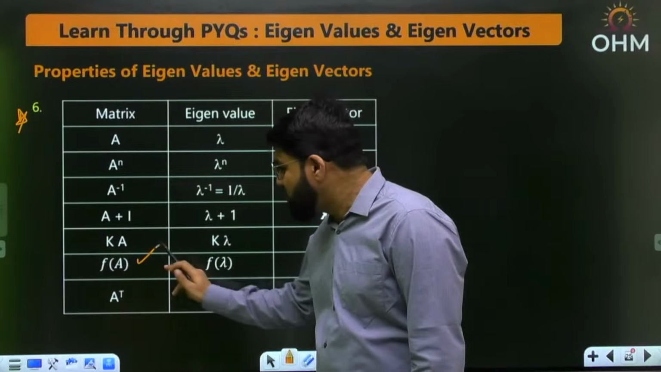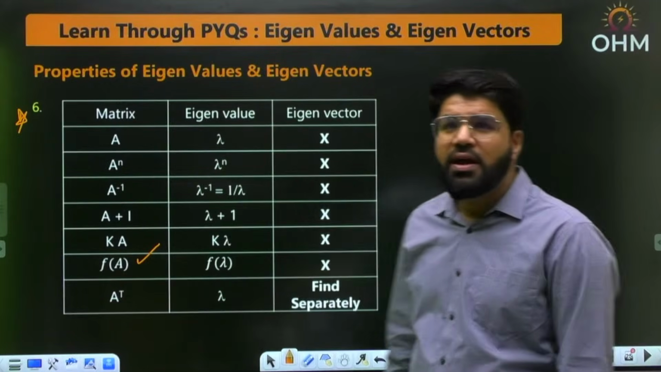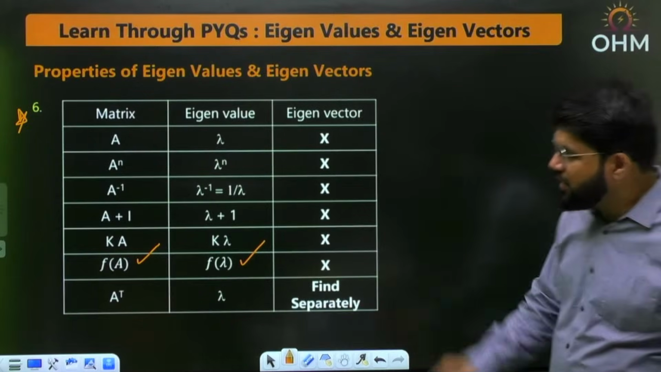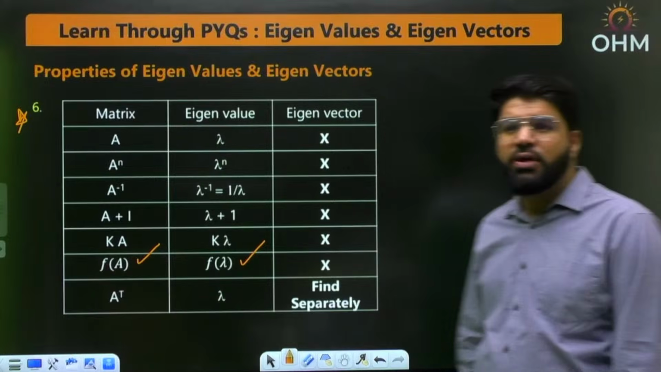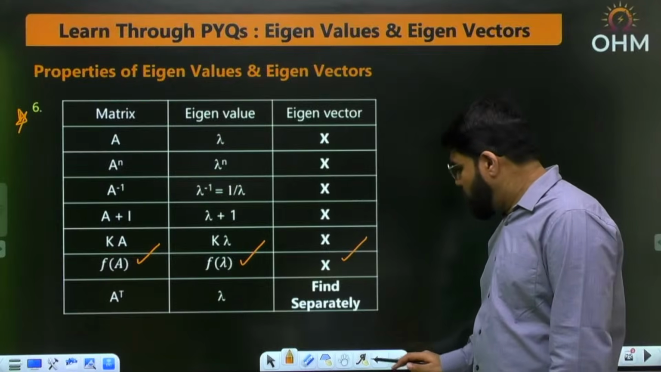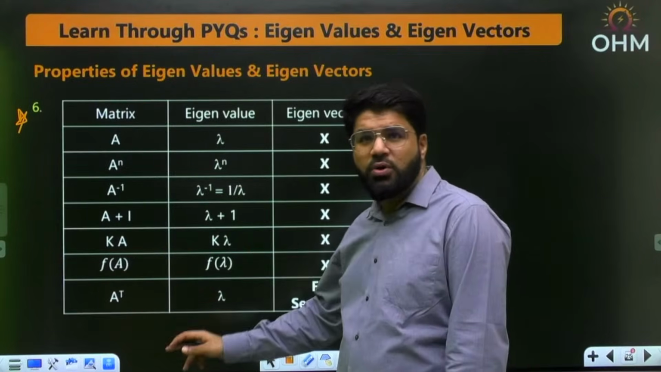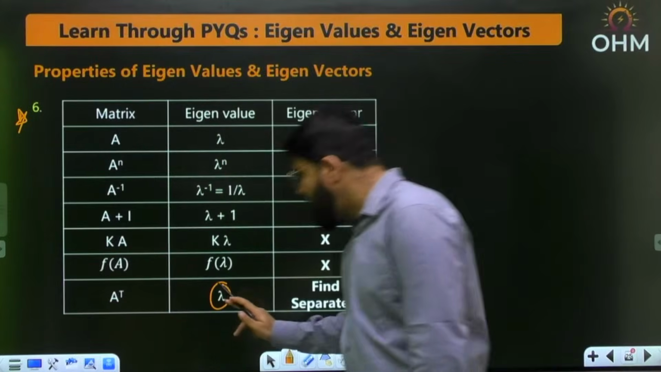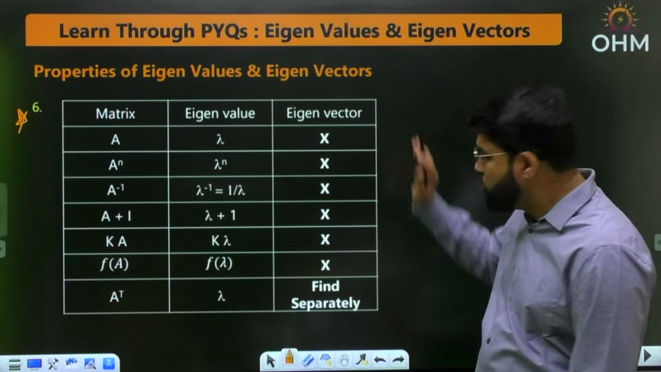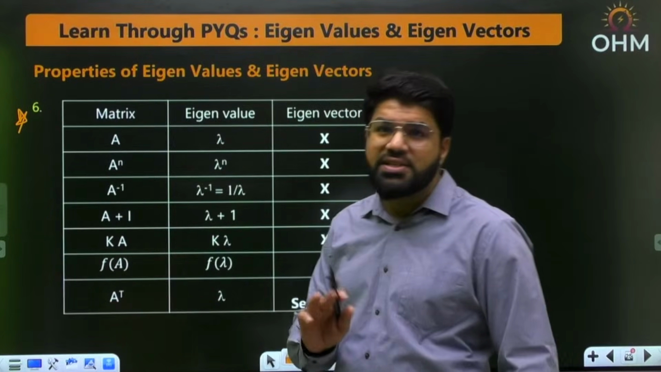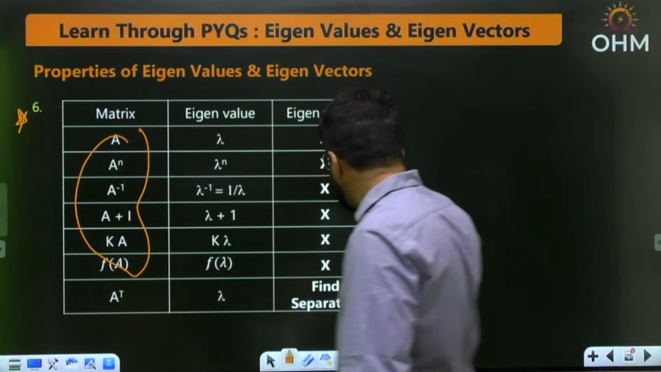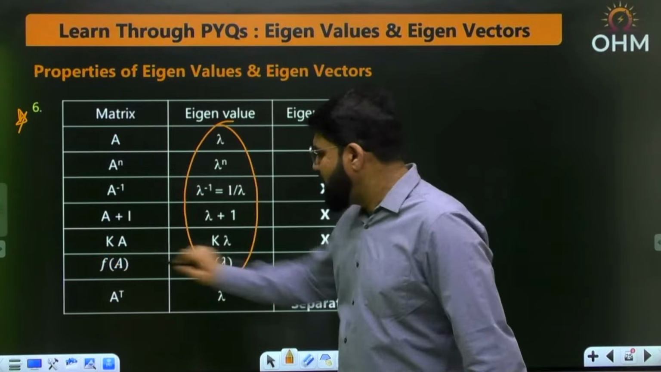That means any function of A you take, any operation you apply on A, the same operation is applied to the eigenvalue. That is, for f(A), the eigenvalue is f(lambda). The eigenvector in all these cases remains the same. Only one operation is different: A transpose. Eigenvalues of A and A transpose are the same, but eigenvectors you have to find separately. I cannot generalize what the eigenvector is; I don't say x or 2x. We have to find the eigenvectors of A transpose separately if required. But for any function of A, the eigenvector remains the same. The eigenvalue is affected: f(A), f(lambda).